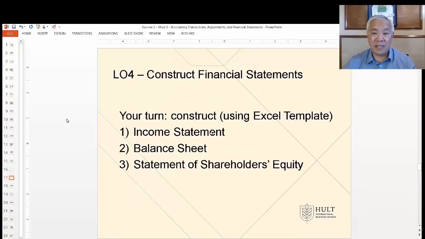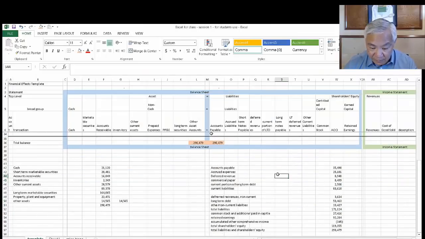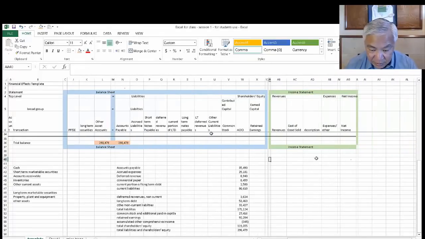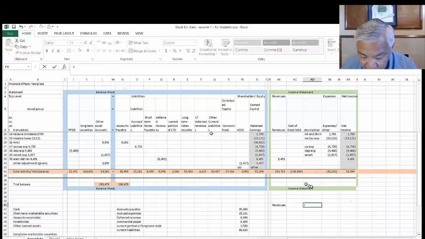We generate financial statements. The first we'll do is the income statement, then the balance sheet, then the statement of shareholders' equity. So let's go back in. I've pre-populated the items for the statement and for the balance sheet anyway. Let's do the income statement first. We have revenues, and so revenues are plus 233.